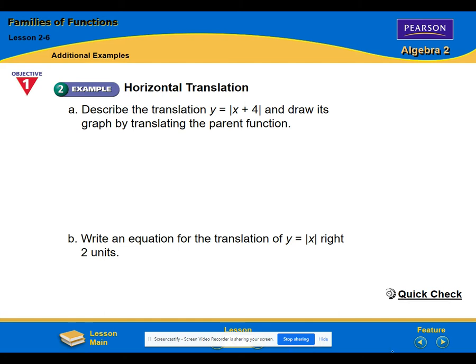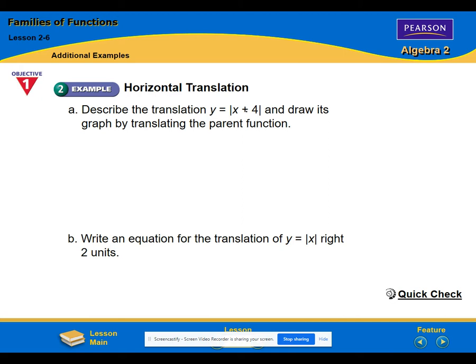How about this one? Describe the translation y equals the absolute value of x plus 4 and draw its graph by translating the parent function. Now let's think about that. It's not straightforward like the vertical, where plus is up and minus is down. In fact, it's the opposite of that. I have an explanation as to why that is. I will probably give you that explanation in class, for those people who want to know, because I'm trying to keep these videos shorter and it takes a little bit to explain that.